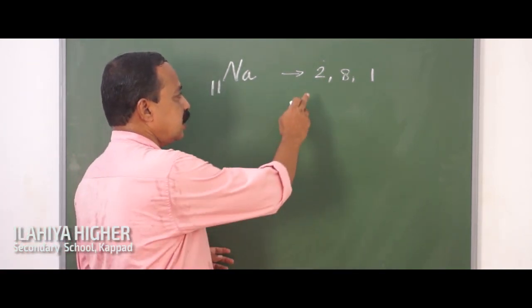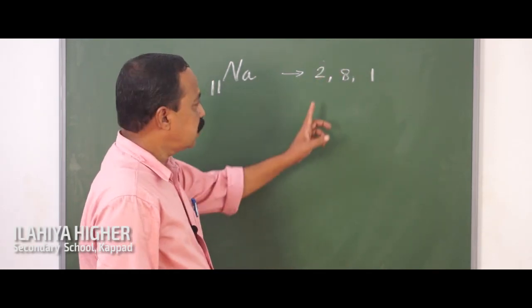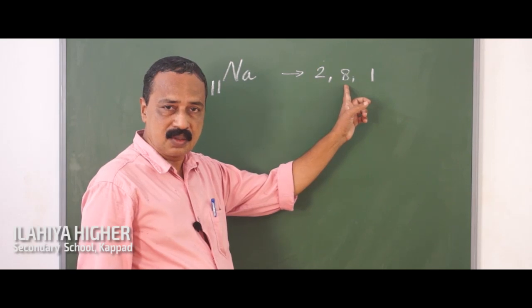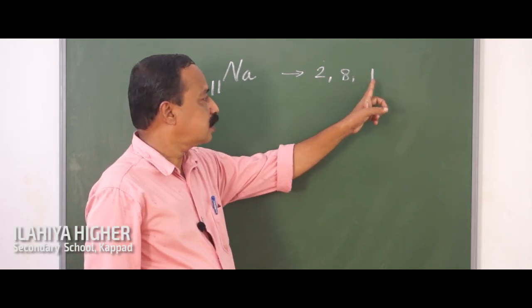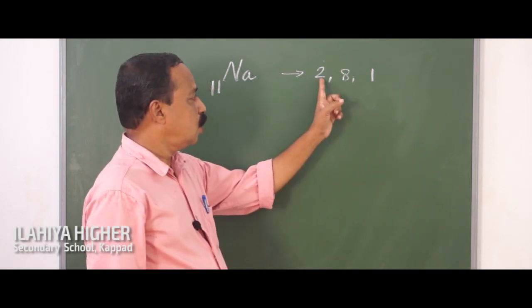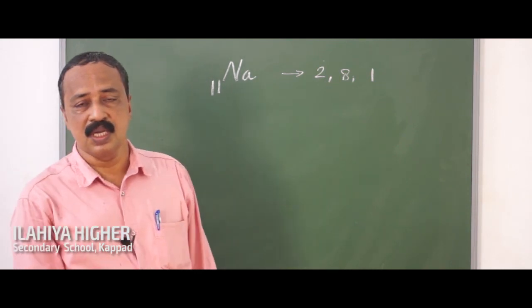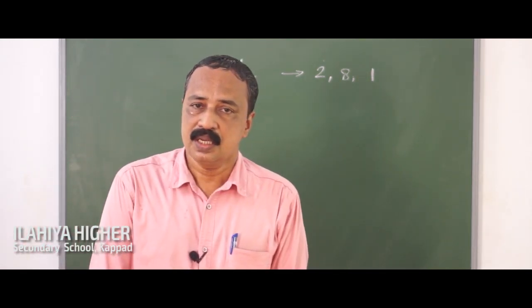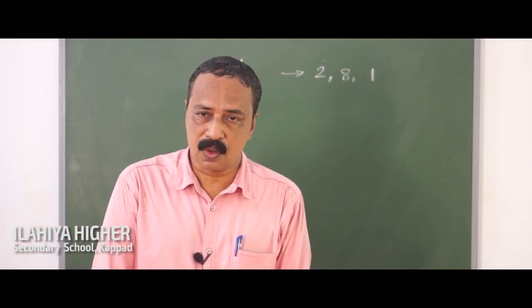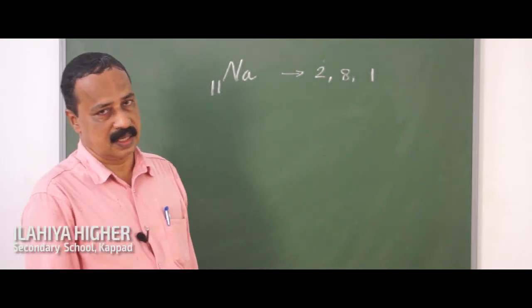The first shell contains 2 electrons, the second shell contains 8 electrons, and the third shell contains 1 electron. 2 plus 8 is 10, 10 plus 1 is 11 electrons. The total number of electrons in sodium is 11. The total number of protons is also 11. So the atomic number of sodium is 11.